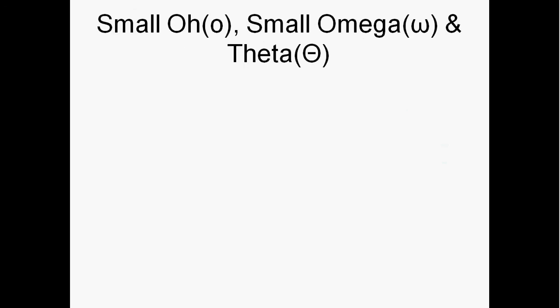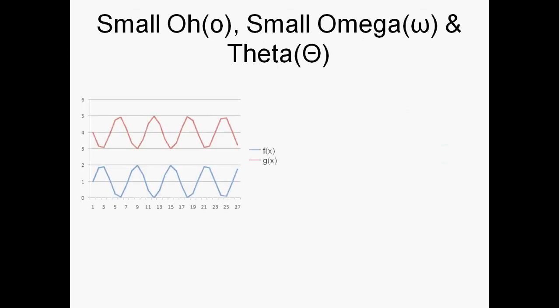Okay. Now let's see what is the difference between small o, small omega, and theta. Now you know one or two things, so you will easily know the other things. That is just a small difference.